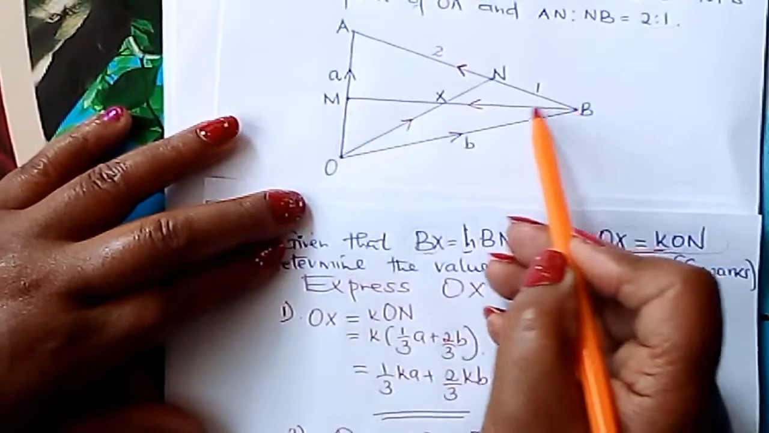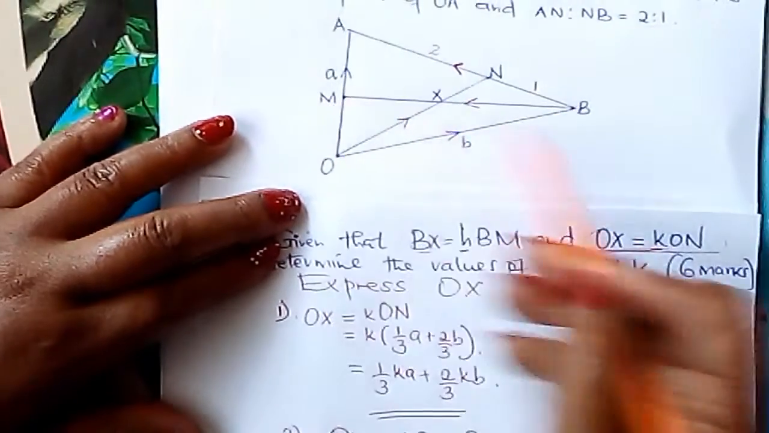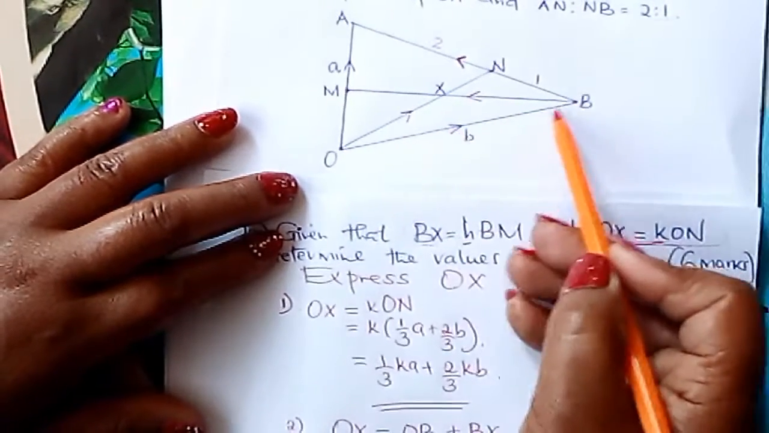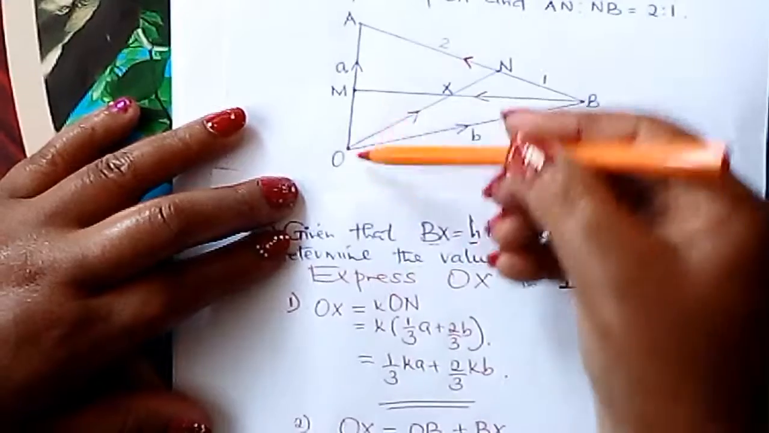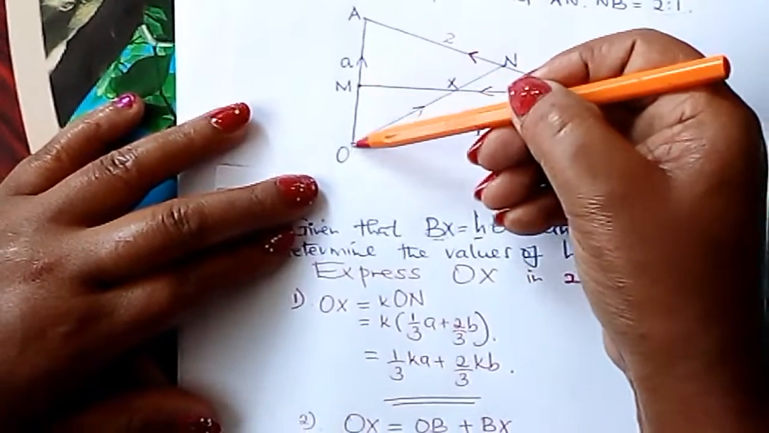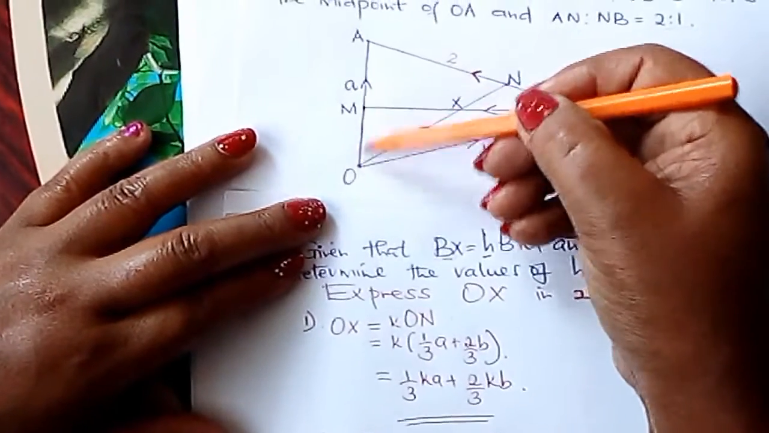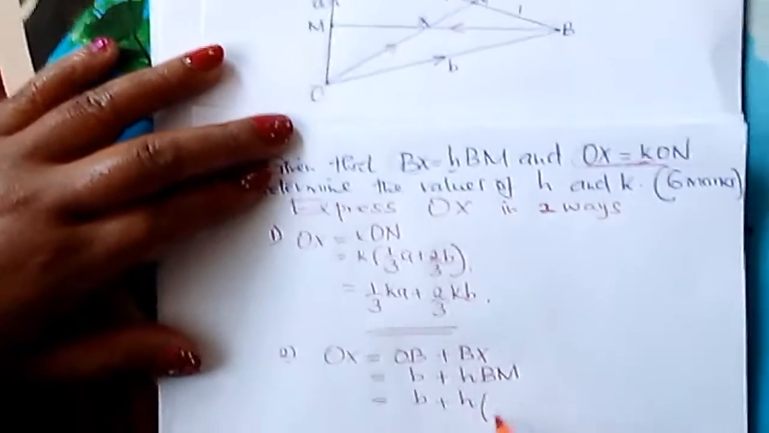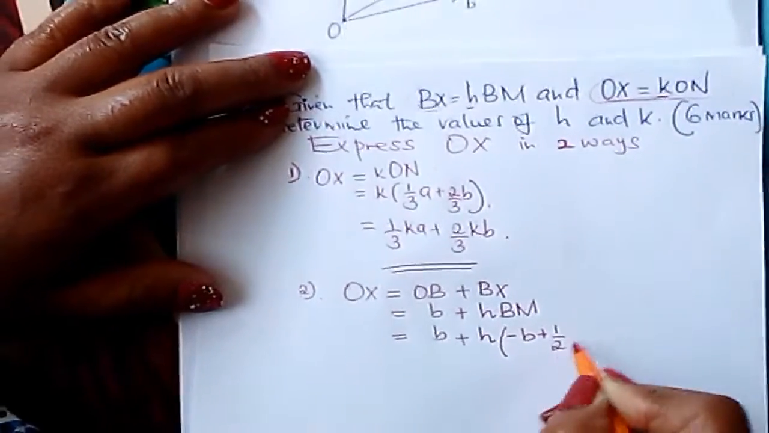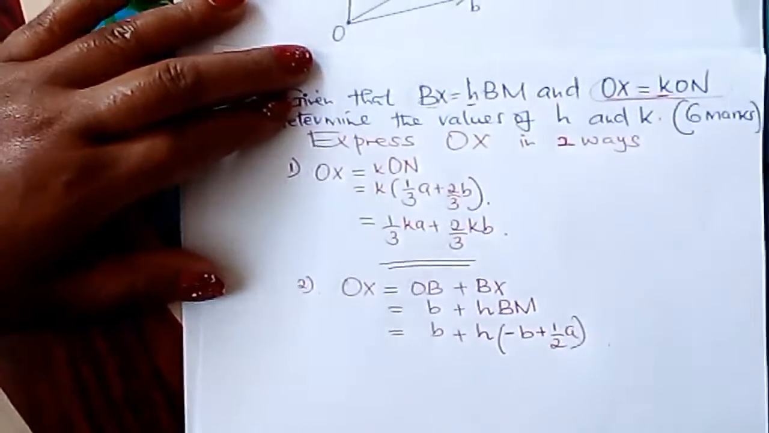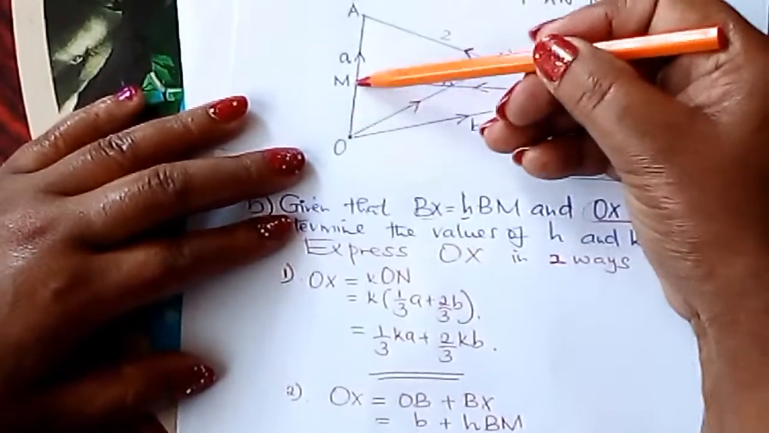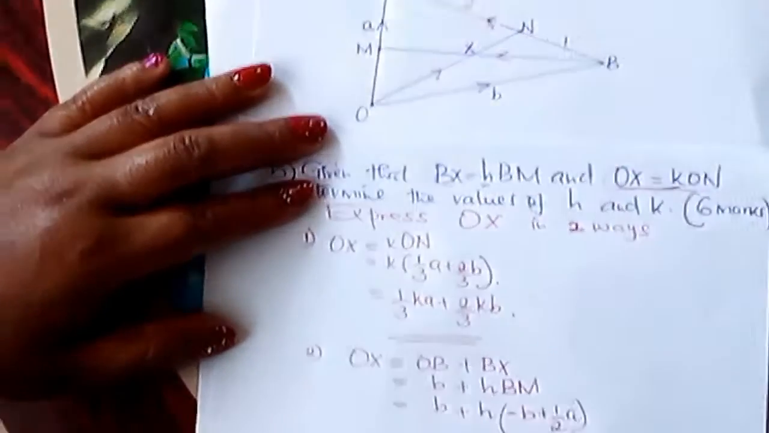Here we have the BM here. BM is the same as minus B, because we are going against the arrow, minus B plus what? Plus a half of A. M is a midpoint, so plus a half of A. So this will be minus B plus a half of A. I hope you've got that. M is a midpoint, so from here to here, this vector is a half of OA. So a half of A.